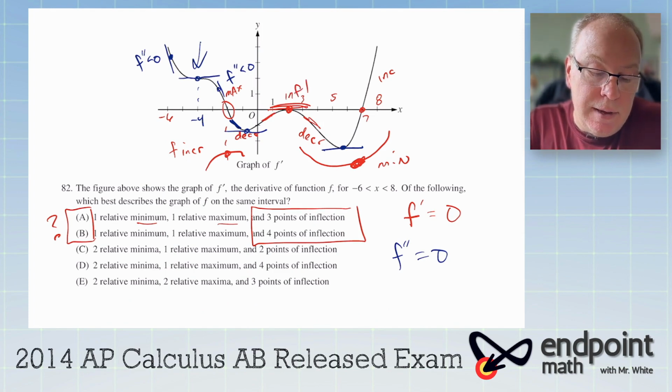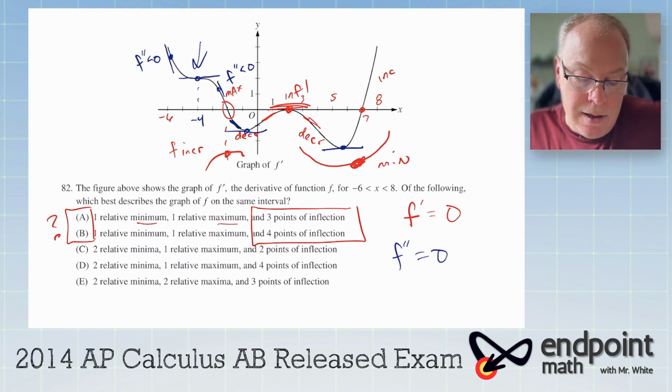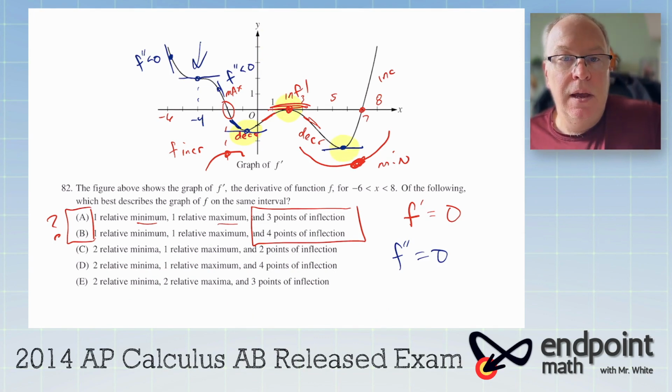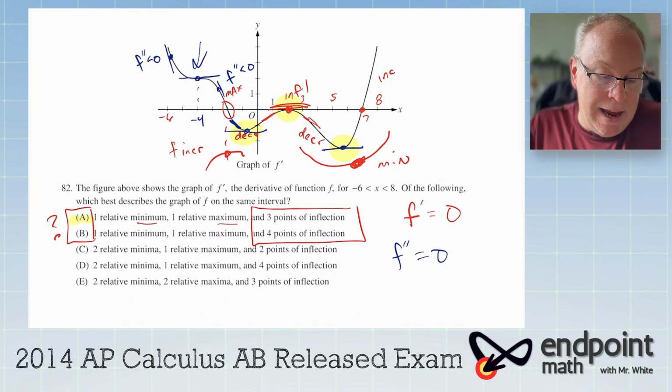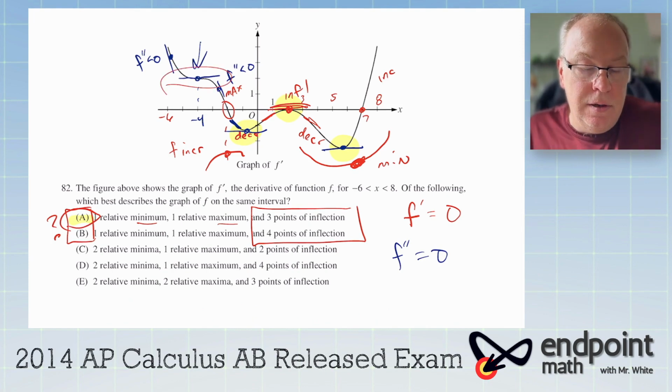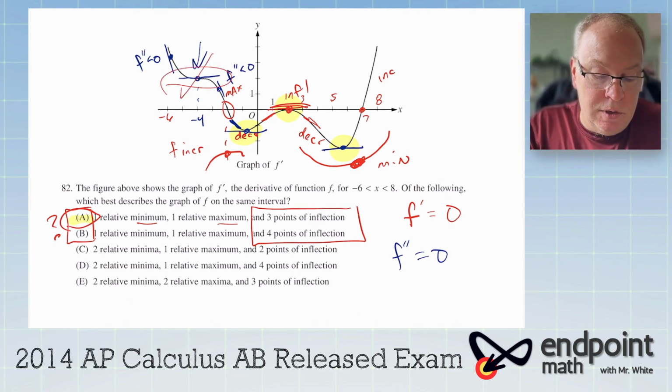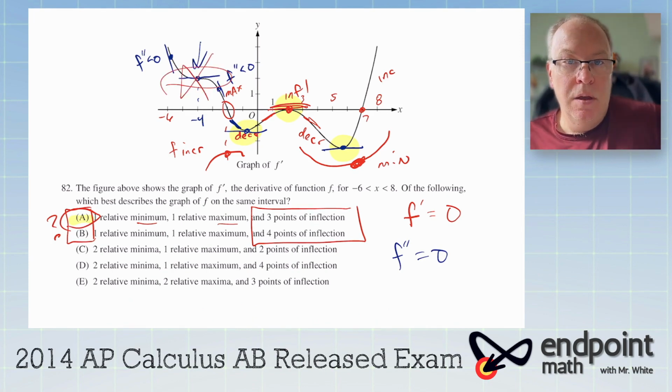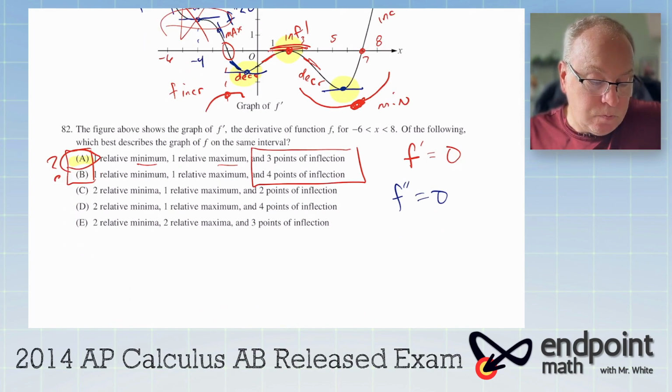This is becoming a mess. Hopefully you're following me here. We have an inflection point here, here, and here. And it's because the slopes have changed signs at those horizontal tangents. So the answer is A. It's not 4. Some students would say 4 because of this horizontal tangent here, but this was not an inflection point. Hopefully that all made sense.